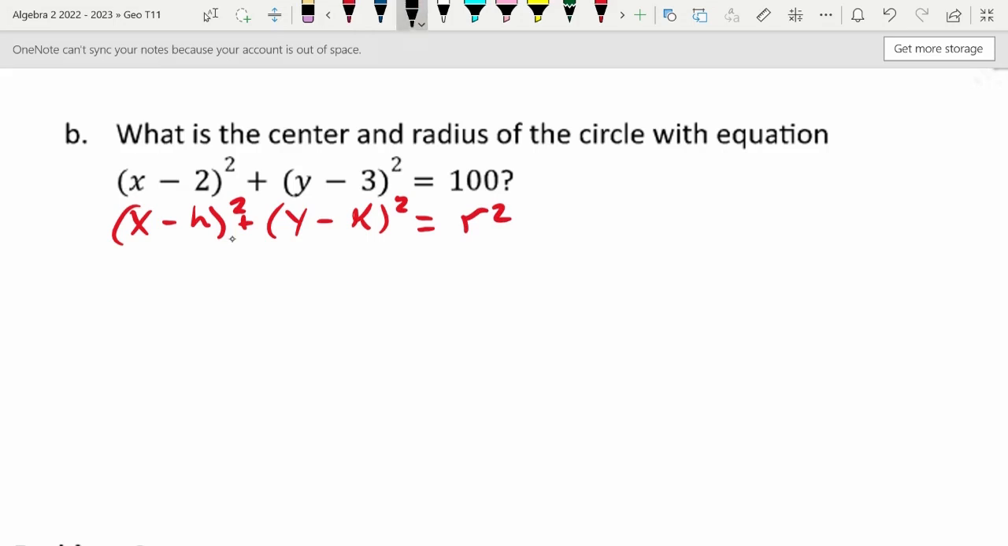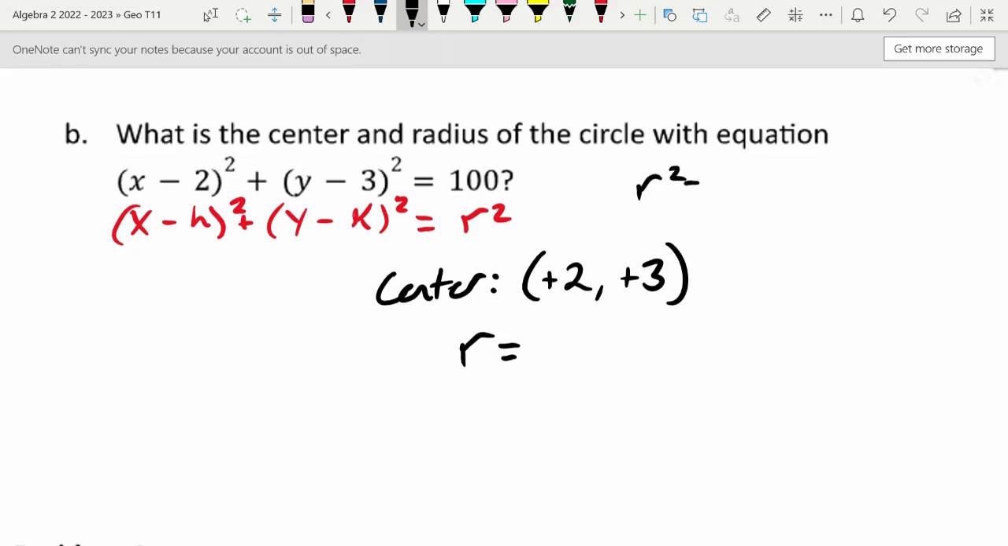So the center, you can think about it as just flipping the sign, is going to be h comma k, which is going to be +2 comma +3. And the radius, well, if r squared equals 100, then the radius itself would be the square root of that, which would be 10.